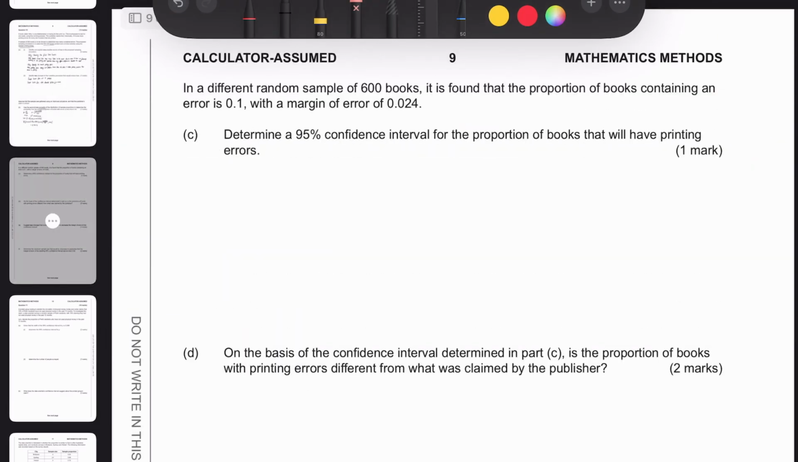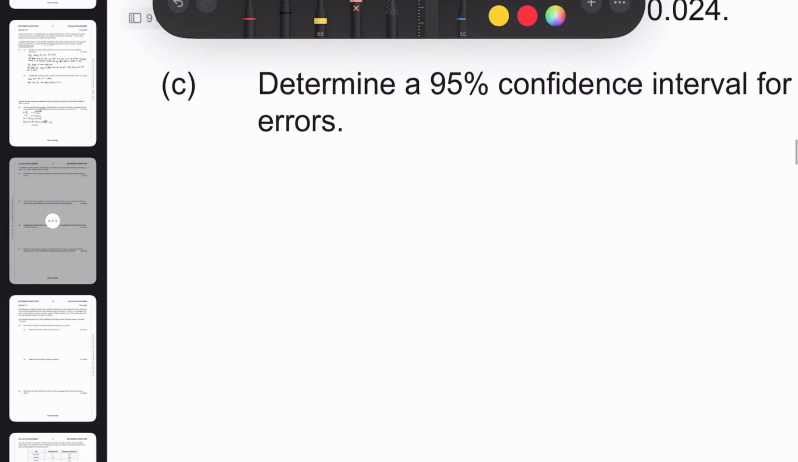In a different random sample of 600 books, it is found that the proportion of books containing an error is 0.1 with a margin of error of 0.025. Determine the 95% confidence interval for the proportion of books that will have printing errors. Okay, so all we have to do is, for a 95% confidence interval, we have that k is equal to 1.96. I'm pretty sure, I can't remember, but we'll see in a second.